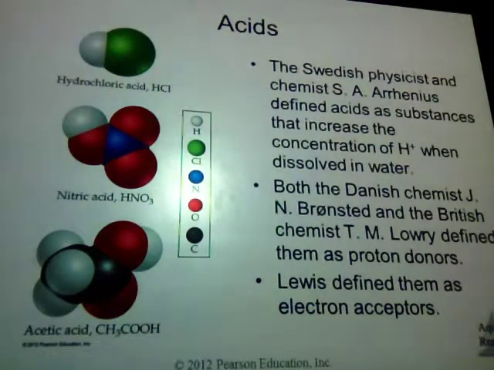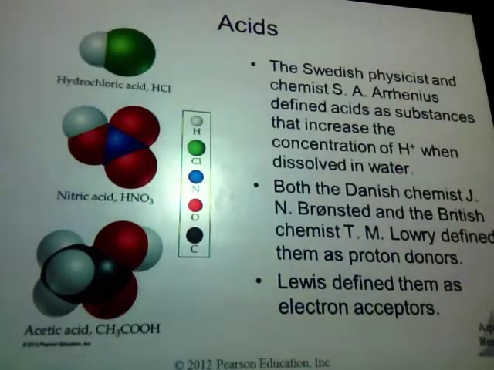Okay, so Arrhenius says that an acid is defined as something that can increase hydrogen ions, or the concentration of hydrogen ion, when it's dissolved in water. So I have an aqueous solution. If it's an acid, that hydrogen ion concentration, or the amount of hydrogen ion that I have, is going to go up.